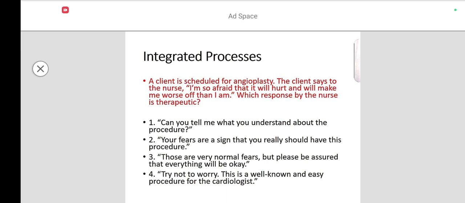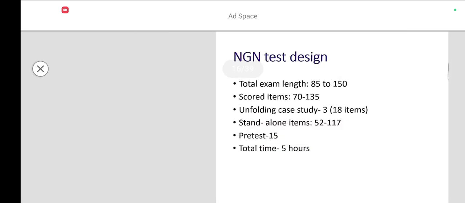First, can you tell me what you understand about the procedure? Second, your fears are a sign that you really should have this procedure. Third, those are very normal fears, but please be assured that everything will be okay. Fourth, try not to worry. This is a well known and easy procedure for the cardiologist. So, which response by the nurse is therapeutic? The answer is 1. Can you tell me what you understand about this procedure? Because the patient is afraid, we have to identify what the patient understands about the procedure, so that we can identify what makes the patient afraid.